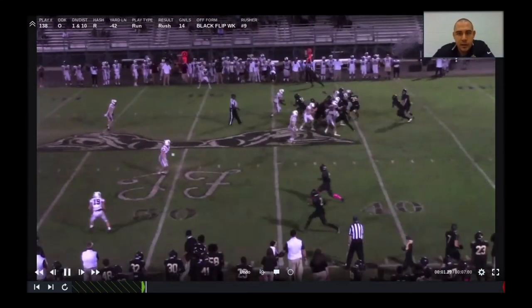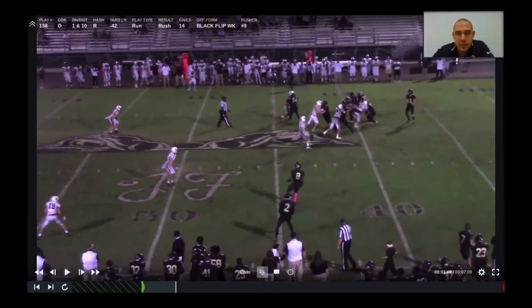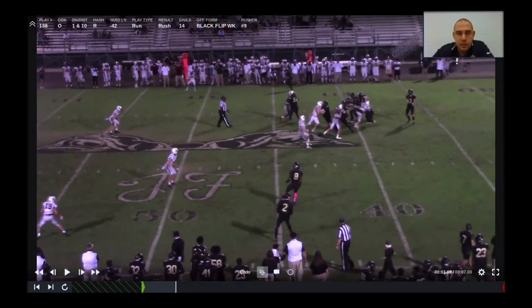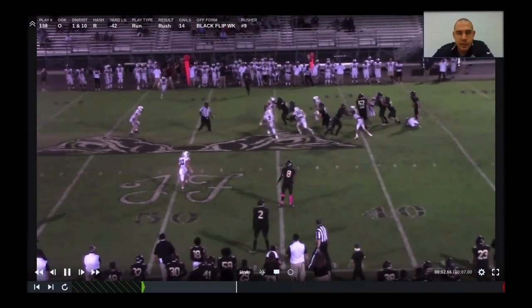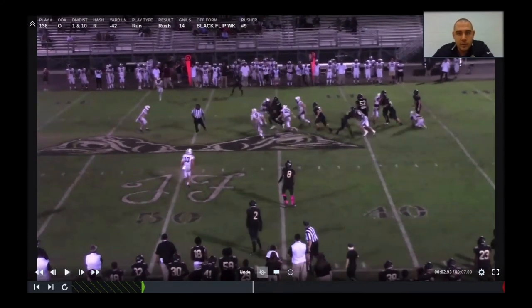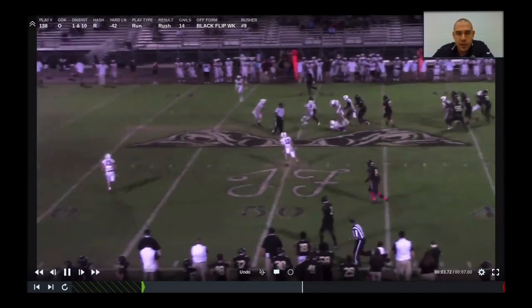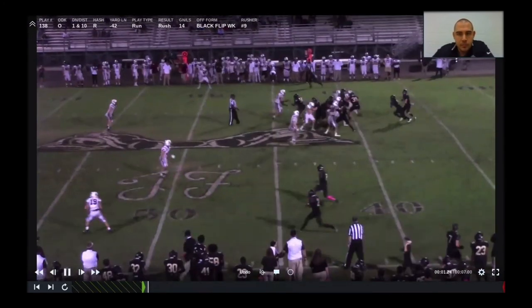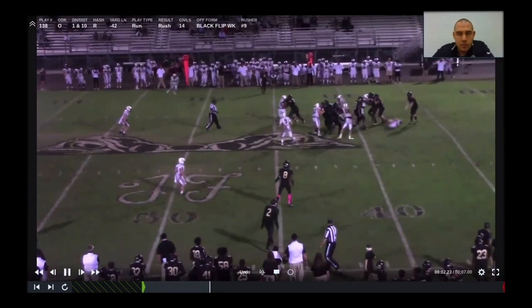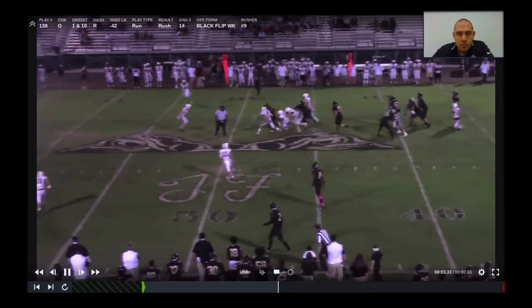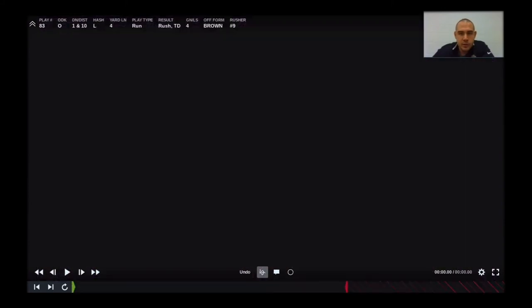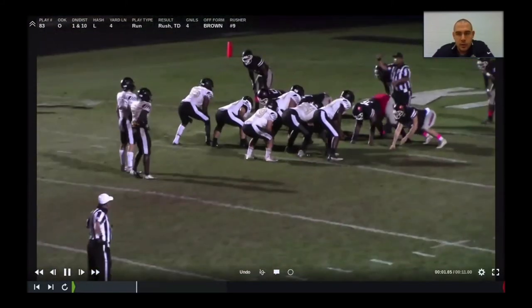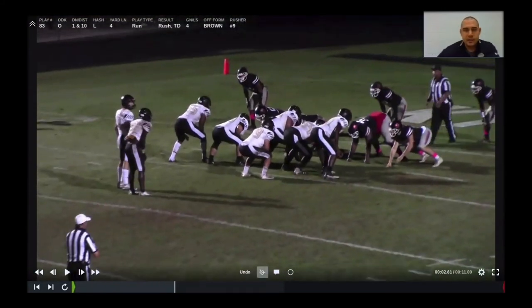Now, another thing, don't get beat across your face. So this guard right here is in excellent position, right? Our right guard is in excellent position. But he loses it because he gets his face crossed, right? So it has to slow our running back down. All right, simple, easy. All right, and then I think this is our last clip here.